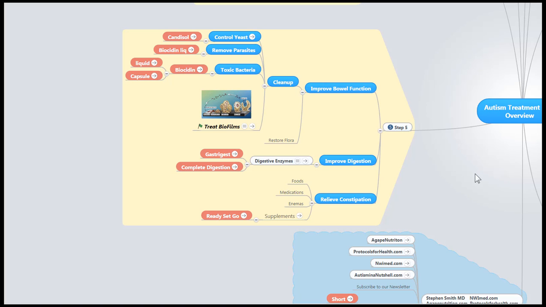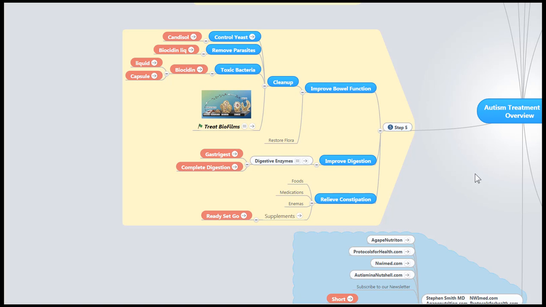Next, we come to the gut. It's very rare you will see an autistic child with a normal gut. They have yeast, they have parasites, they have toxic bacteria, and what's called a biofilm. This is when the bacteria overgrow in the gut and form a mucus film, and it's reinforced with minerals, and is very stable and can be a big problem.